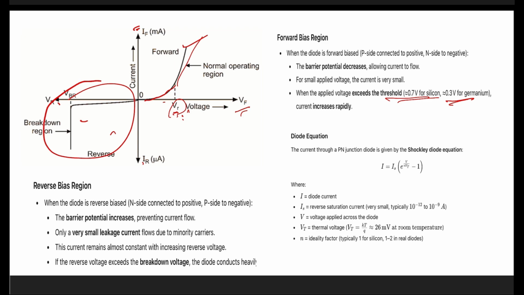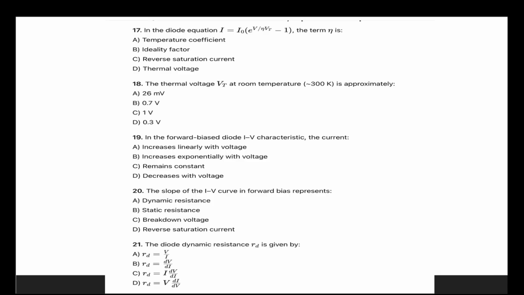when the diode is in reverse bias, the barrier potential will increase, and a very small leakage current will flow until the reverse voltage becomes equal to the reverse breakdown voltage. Once the reverse bias becomes higher than the reverse breakdown voltage, there will be a breakdown, and then the diode will conduct heavily. You can see that until this, it is known as the leakage current, and it will be very small.